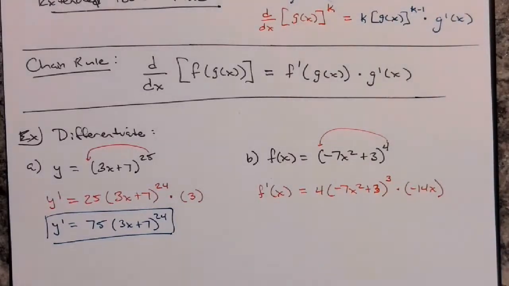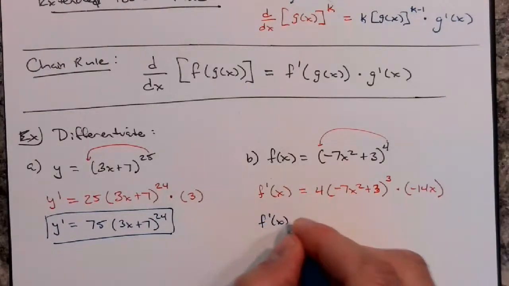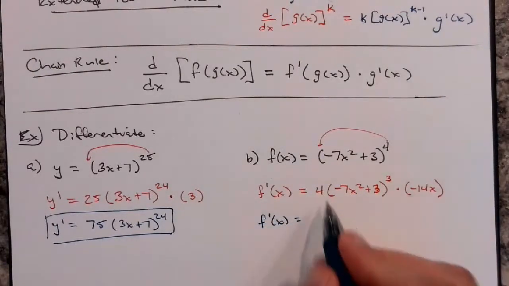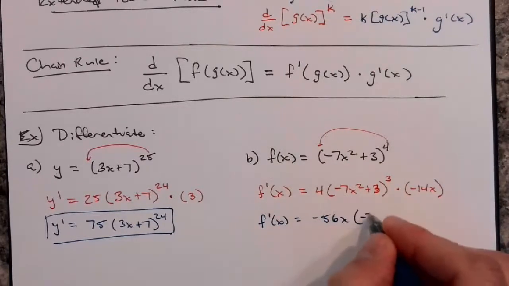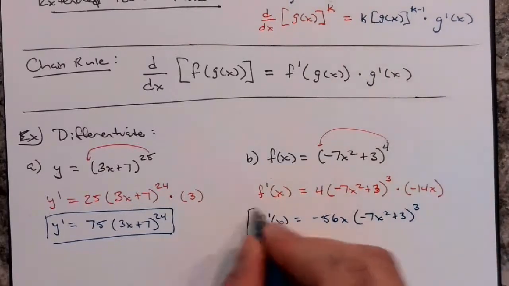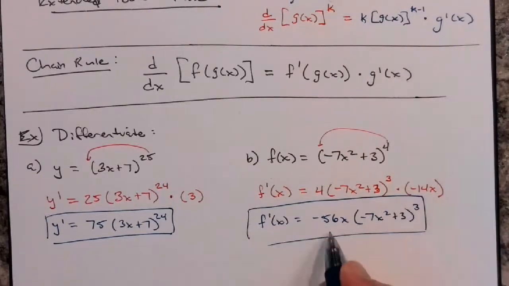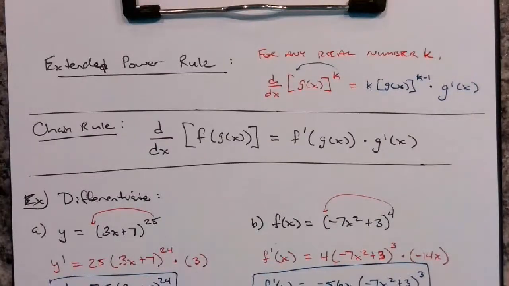And then again, to simplify, you can multiply these together. So f prime of x equals negative 14x times 4, which is negative 56x, times negative 7x squared plus 3 raised to the third power. And you leave it like that. You can't distribute into that, and you also don't want to expand this.